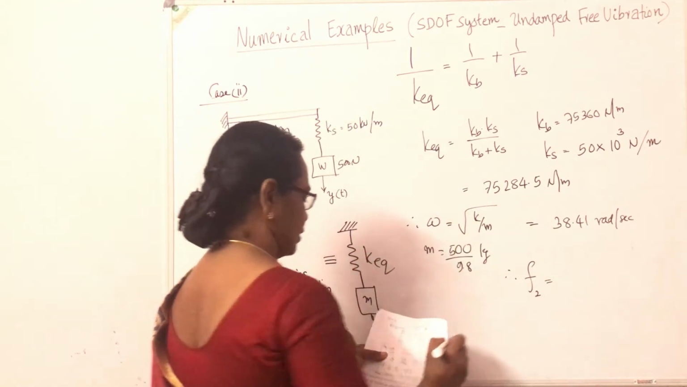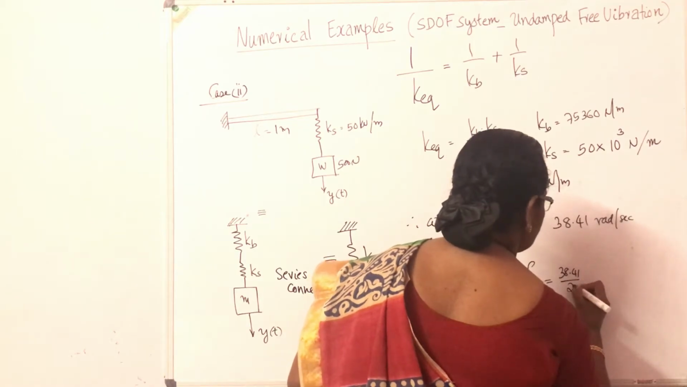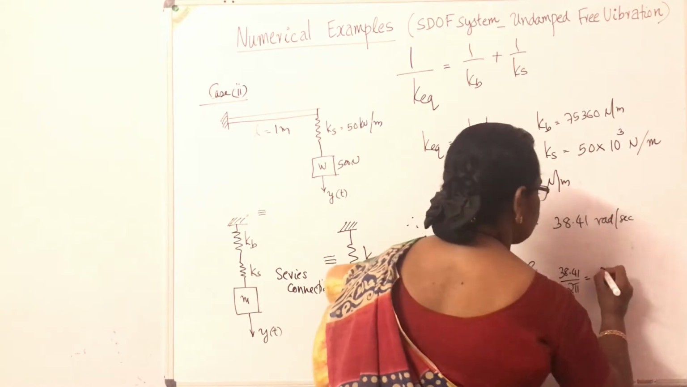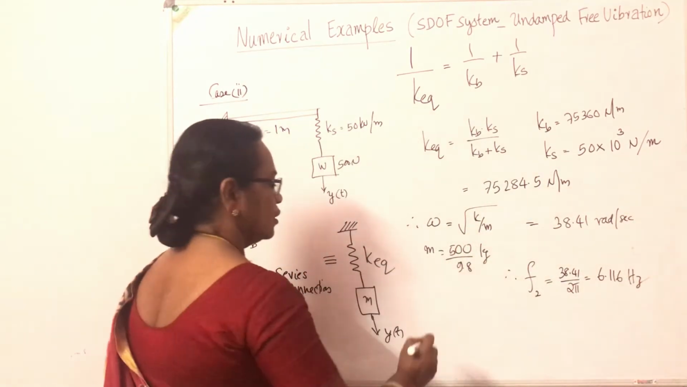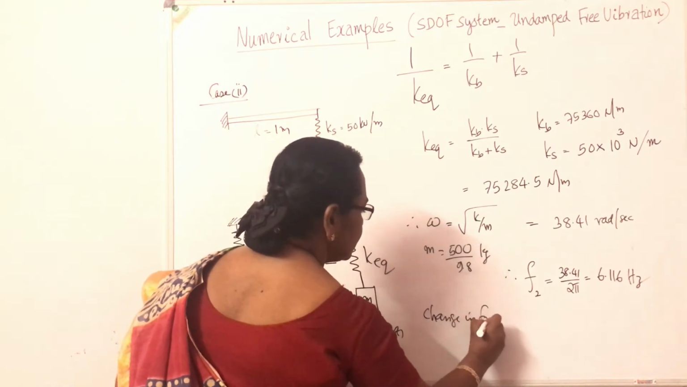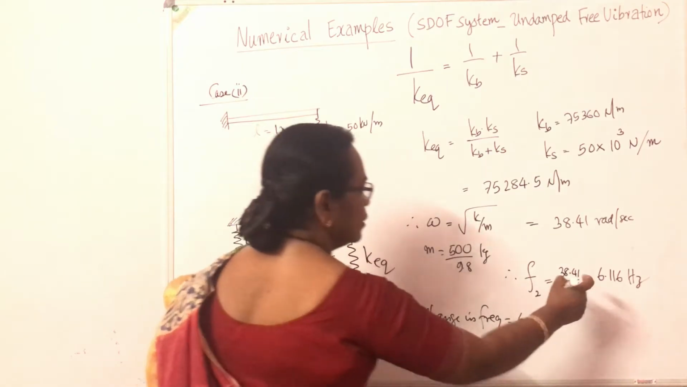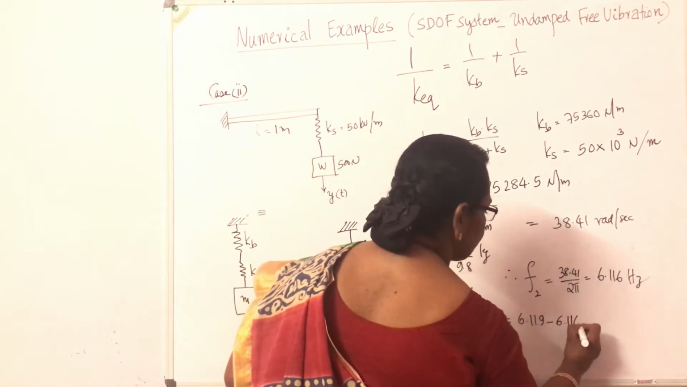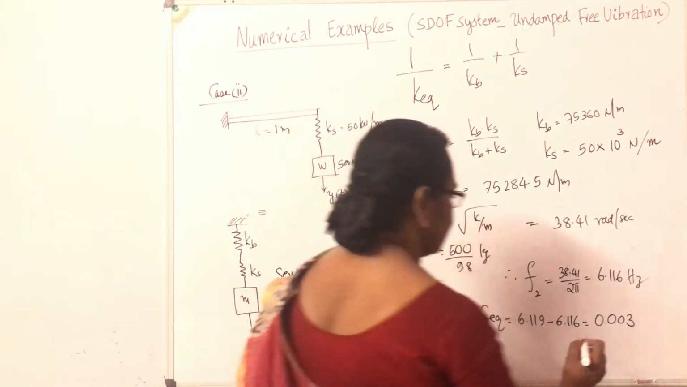Second case, f is equal to 38.41 divided by 2 pi, which is 6.116 hertz. Therefore, the change in natural frequency: in the first case it was 6.119, in the second case it is 6.116, so the change works out to 0.003 hertz.